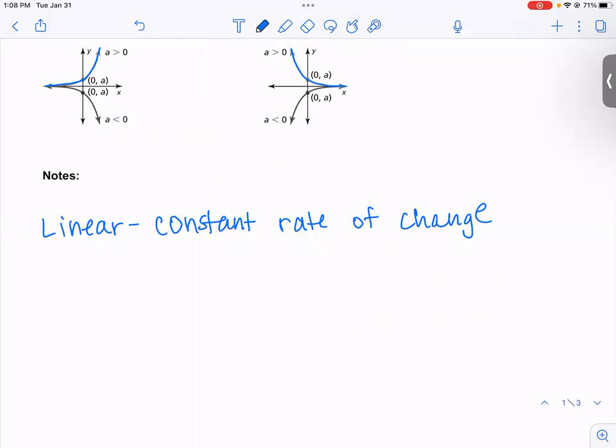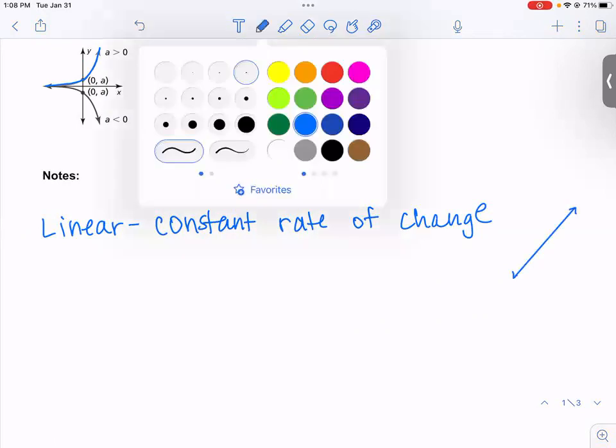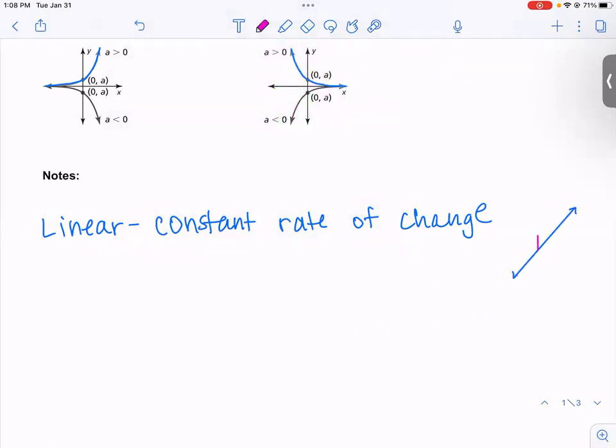Okay, so let's talk about a linear function. It looks like this, where we had a constant rate of change. We had rise over run, right? We had a slope.